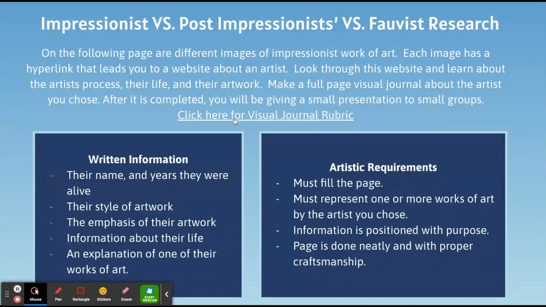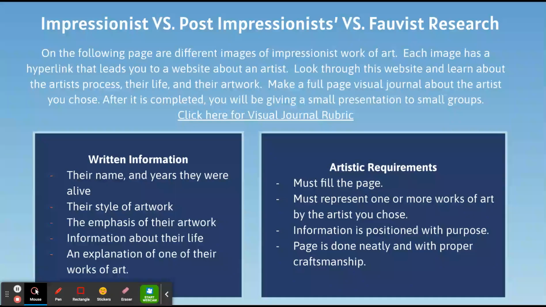Independently, I want you to click through to this rubric so you can see everything you're going to be graded on. It basically boils down to, on your visual journal, did you include some written information about their name and the years that they were alive, the style of their artwork, the emphasis of their artwork, so what they painted or drew, information about their life, and an explanation of one of their works of art.